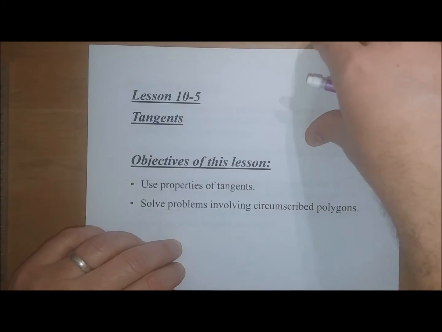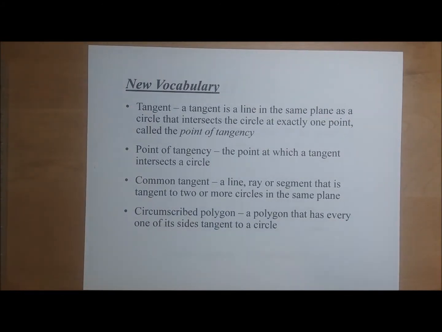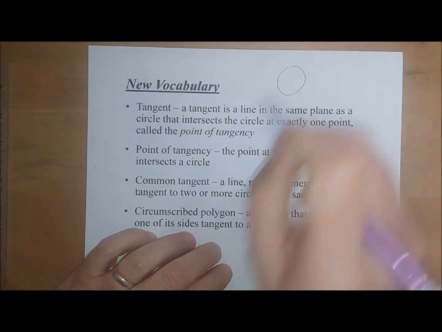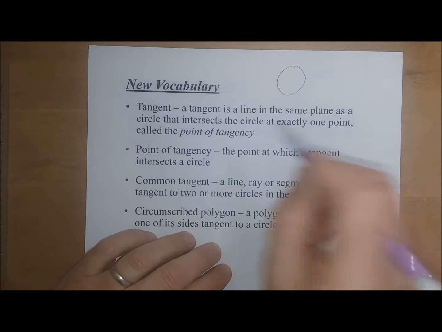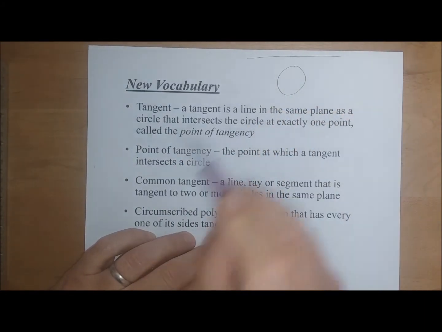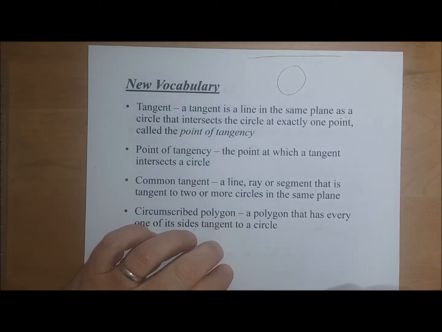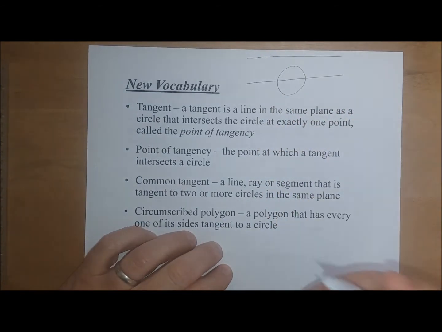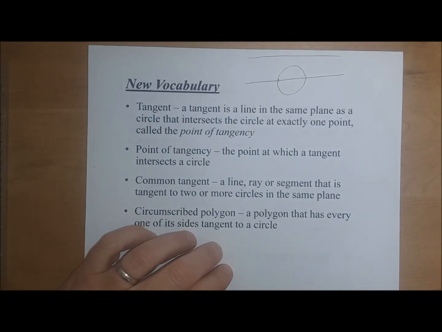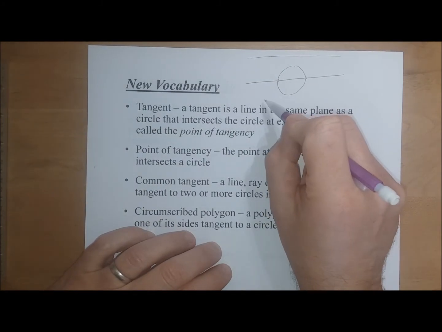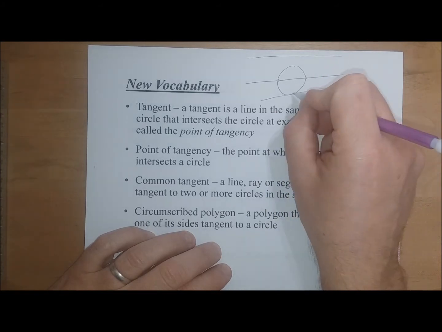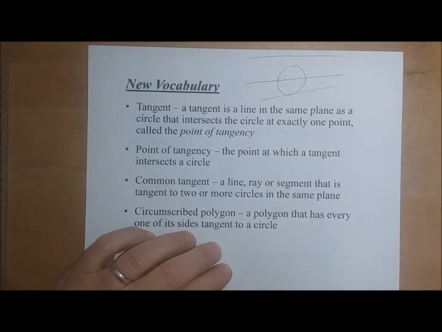So let's jump into our new vocabulary here. First of all, what is a tangent? Well, if I have a circle and I pick a random line anywhere, there's three possibilities. That line may not touch the circle at all. It may not intersect it anywhere, or it might intersect that circle in two locations. But there's a third possibility. Maybe that line just barely brushes the circle and touches it or intersects it at just one point.